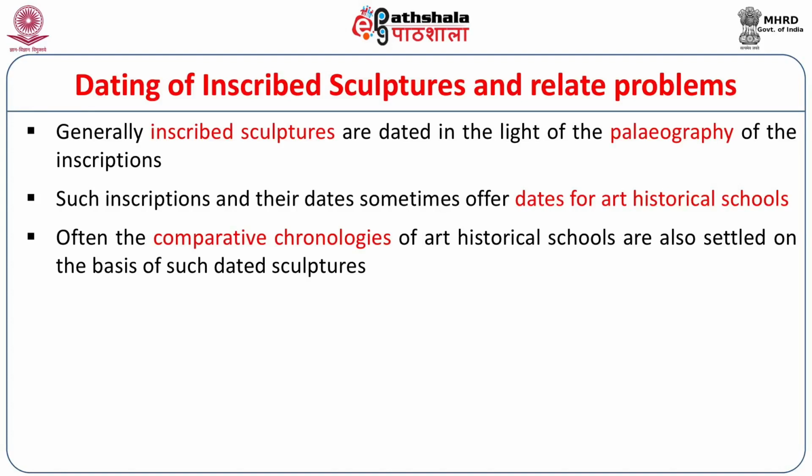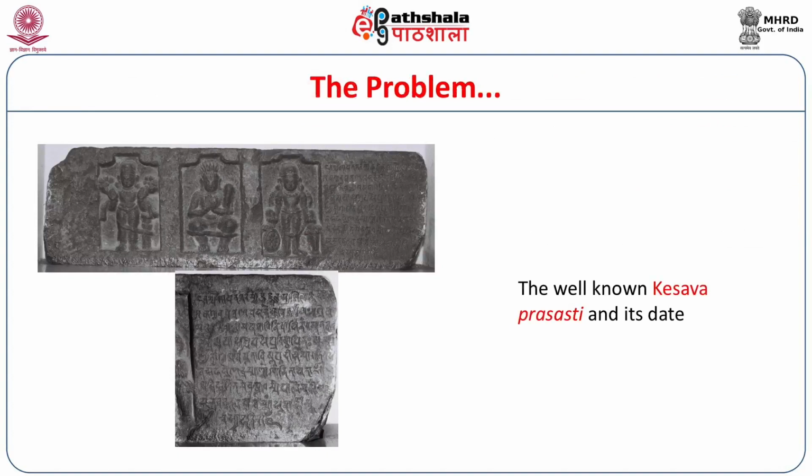But this is problematic, and this exercise of dating sculptures with only inscriptions might be a risky exercise, as you will see in the following slide. This is the famous Bodh Gaya Keshava Prashasti of the time of the Pala king Dharmapala. This was dated to the late 8th or early 9th century because it is dated in year 26 of Dharmapala. This was found from Bodh Gaya. But a recent study by Gautam Sengupta has clearly shown that this is a sculpture.